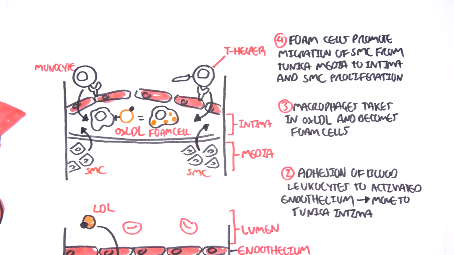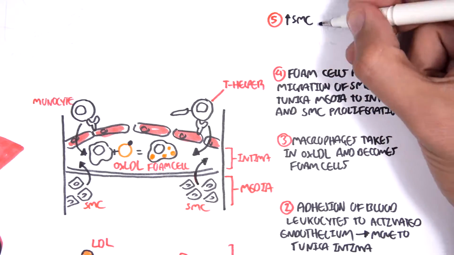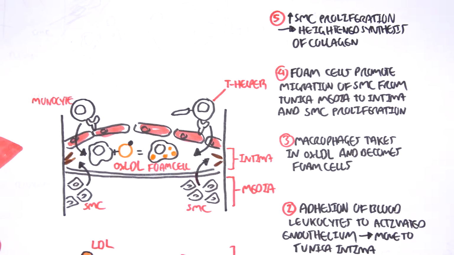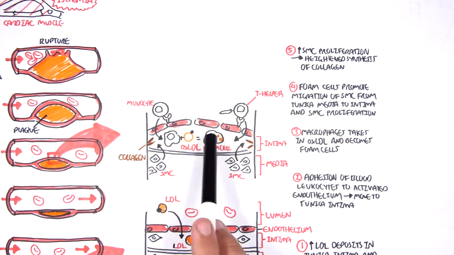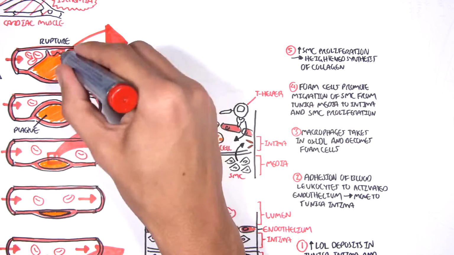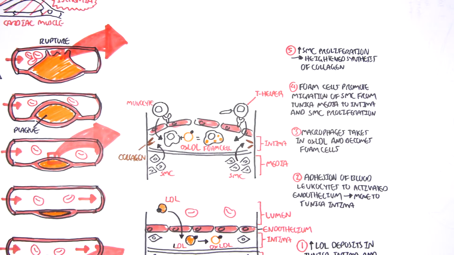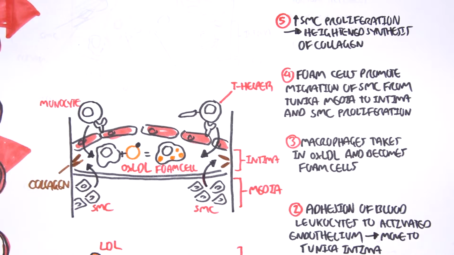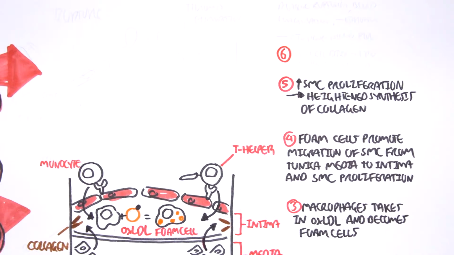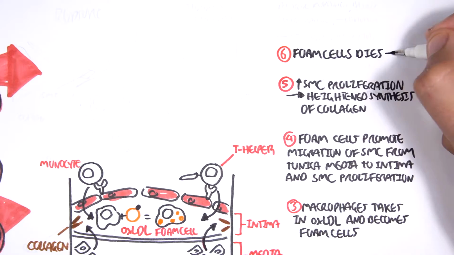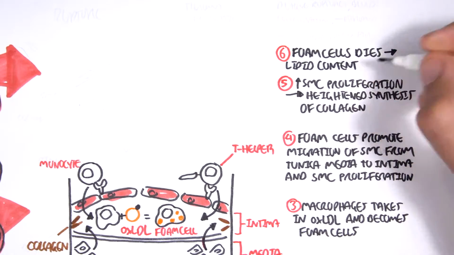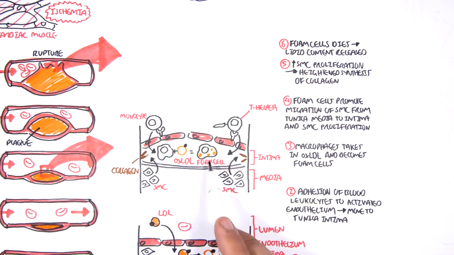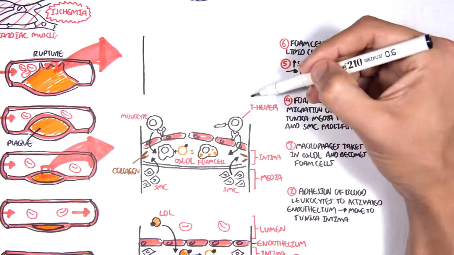An increase in smooth muscle cell proliferation heightens or increases synthesis of collagen, which can lead to hardening of the atherosclerotic plaque. During this whole process, foam cells will also die, releasing their lipid content. This drives the growth of the plaque. As the plaque grows, it builds in pressure, which can cause rupturing of the plaque itself, which is where things can become serious.